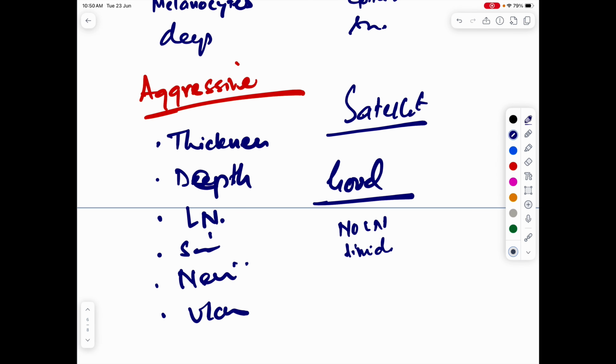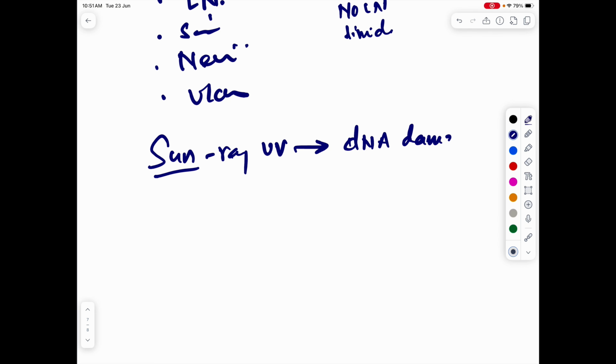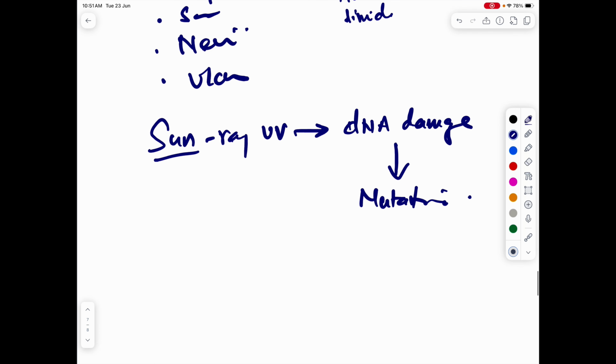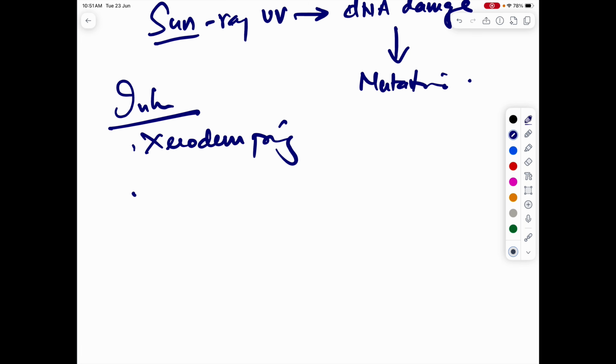So why is sun exposure a factor? What does sun exposure do? Sun rays are ultraviolet. They cause DNA damage. So damage to DNA causes, most of the time, mutations. So these mutations lead to melanoma. Inherited conditions which can lead to it are xeroderma pigmentosum and dysplastic nevus syndrome.